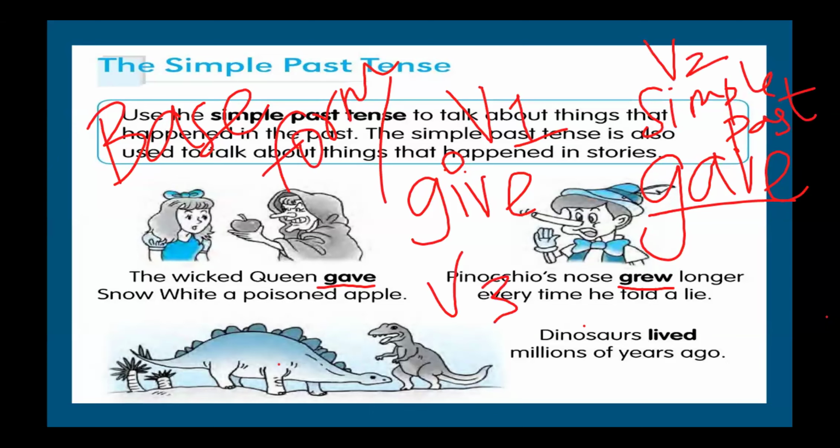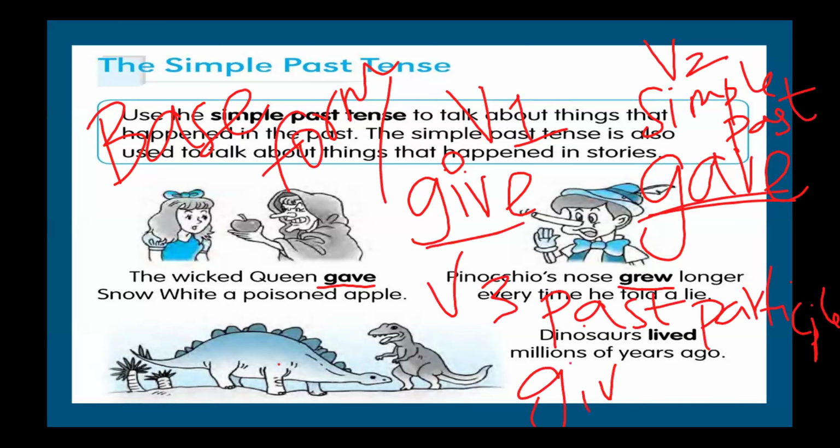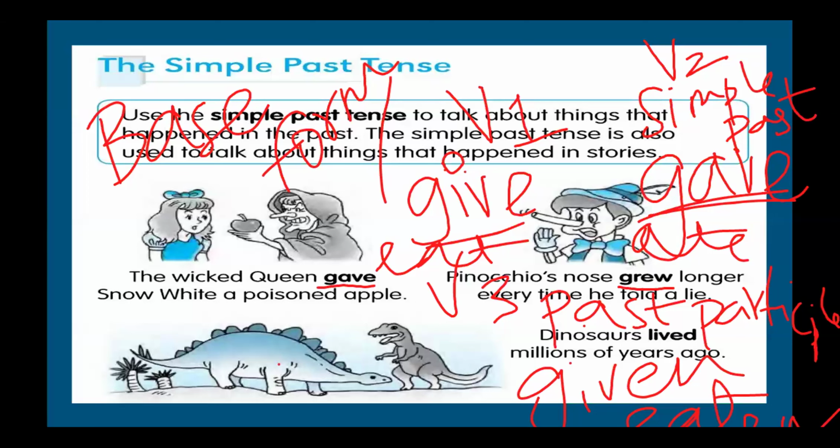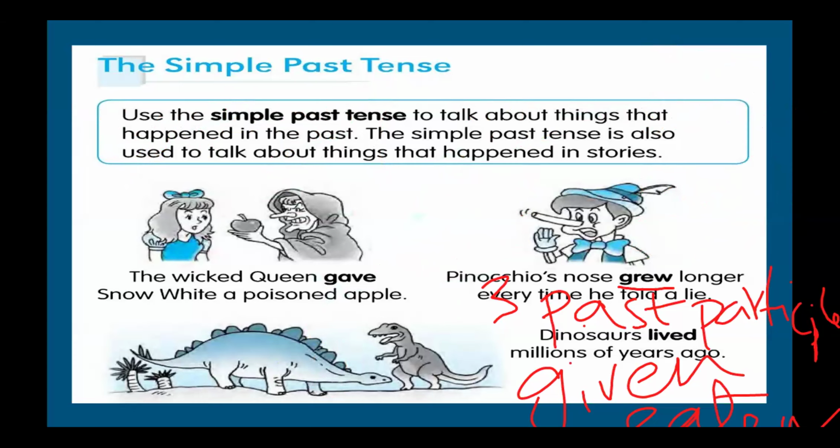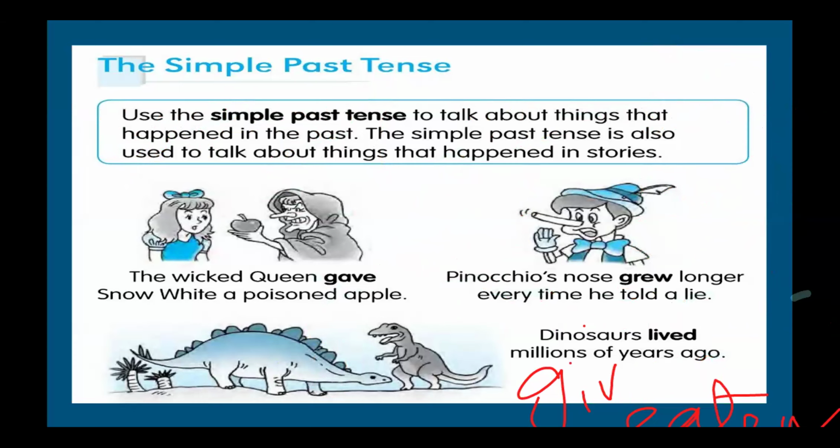Then what is your V3? I told you it's your past participle. Okay. What is your past participle? Give, gave, given. Yes. Eat, ate, eaten. Or drink, drank, drunk. Or you can give other examples as grow, grew, grown.